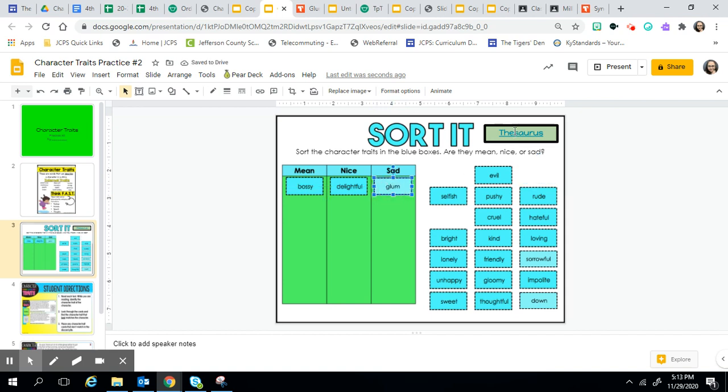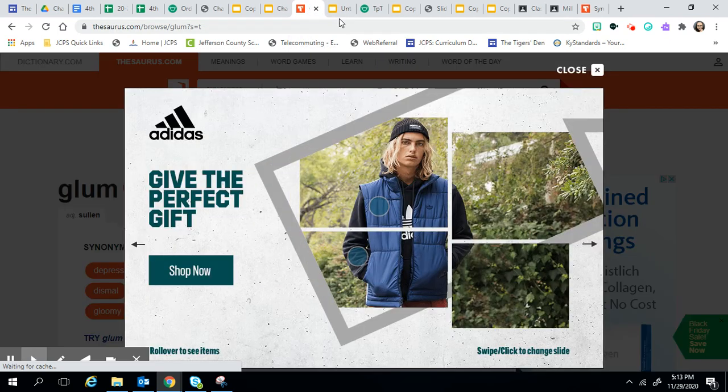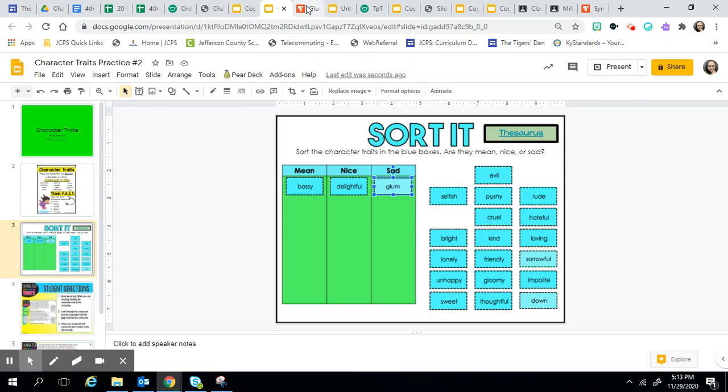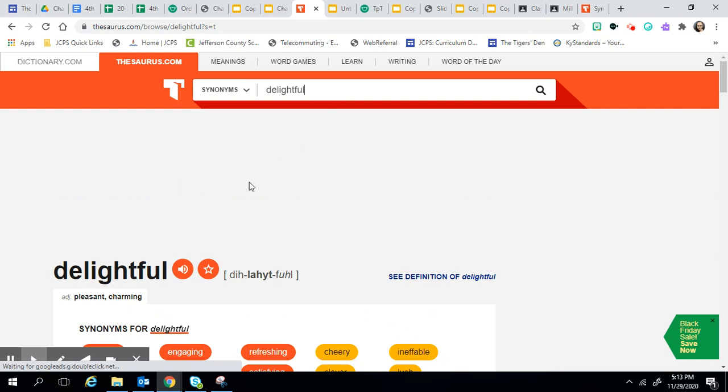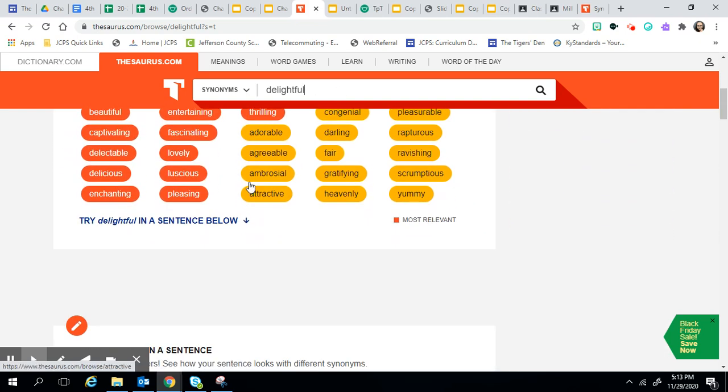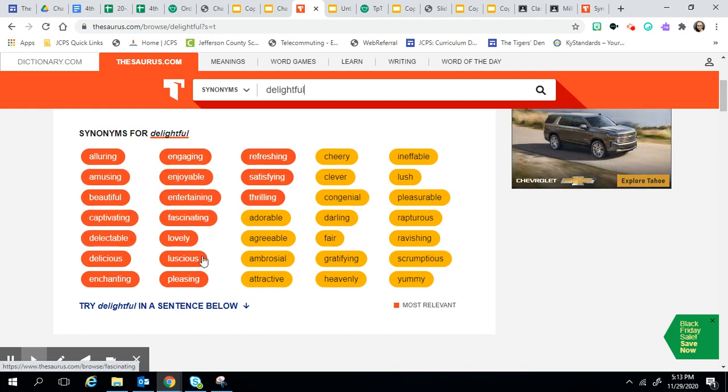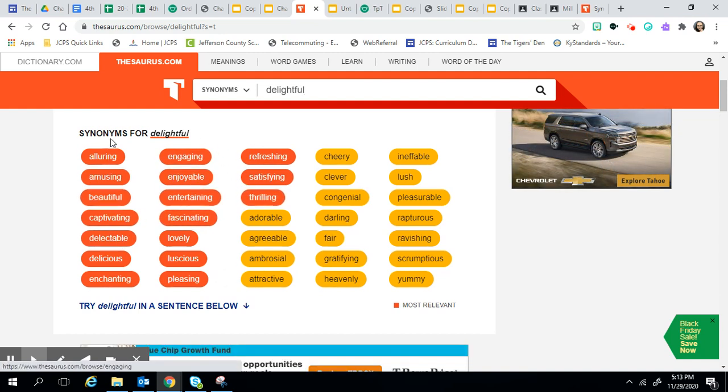So the thesaurus is here as a tool for you to use in case you come to a word that you don't know how to spell, or a word that you don't know what it means, or you're not sure, or you want to be sure. So then you click on that, and you can go back and forth. Type in the word in the search bar. Maybe the word was delightful, and you didn't know what delightful was. Type in delightful, click enter. And it gives you all of these different choices. So all the red words are synonyms.